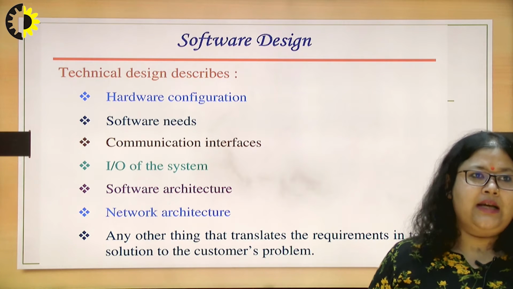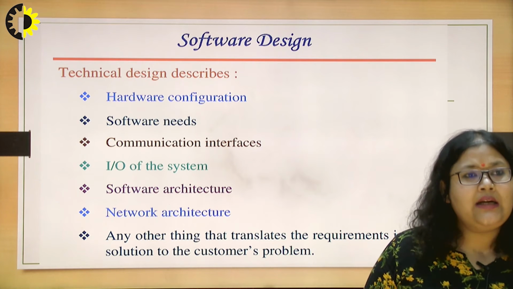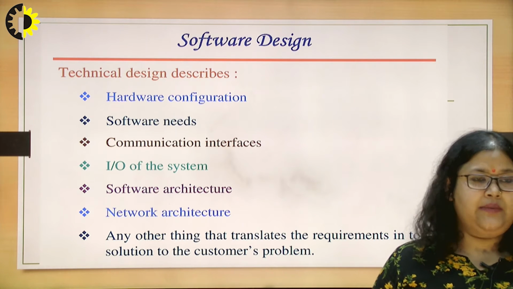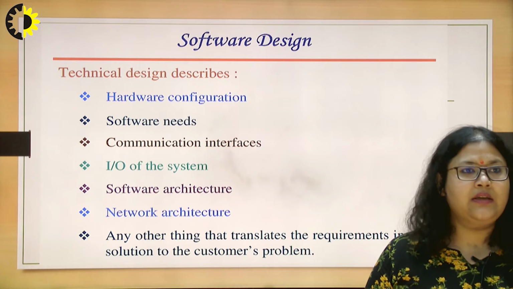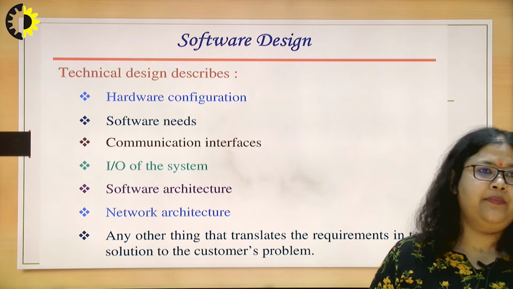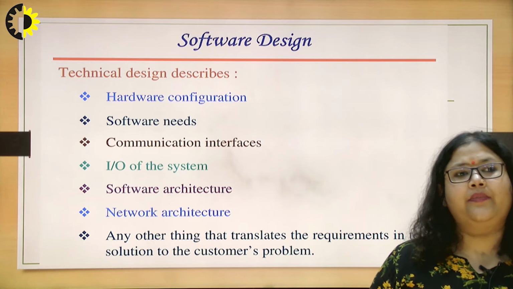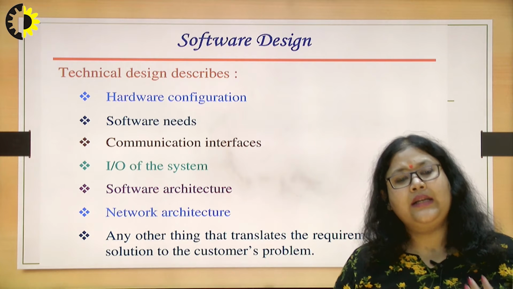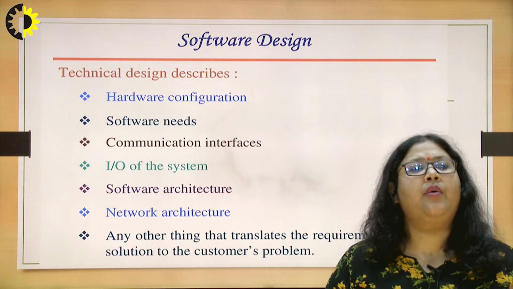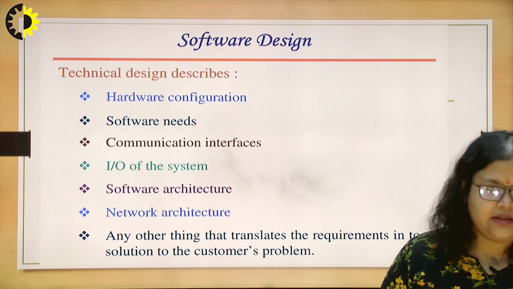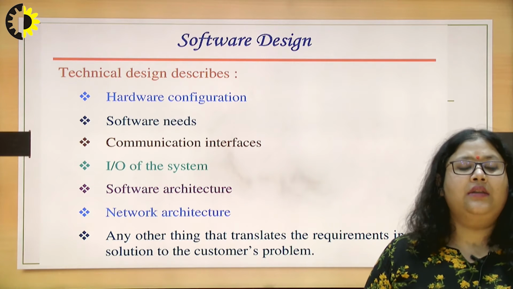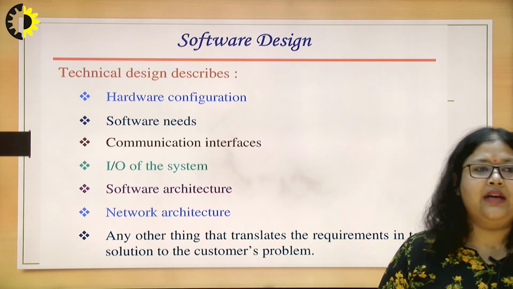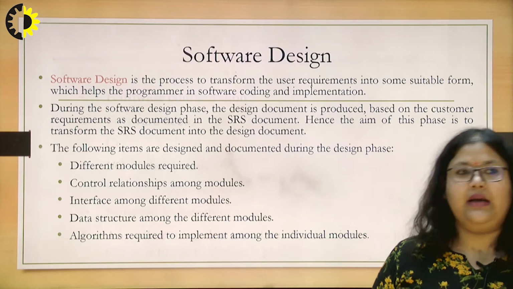Now, the technical designs. Basically, the technical design describes the hardware configuration, the software needs, communication interfaces, input and output of the system, software architecture, network architecture, and the translation concept, that is the translation of the customer problem. Which type of requirements we have to put into the development of the software. So, these are some technical design concepts that we have to describe in the software design.